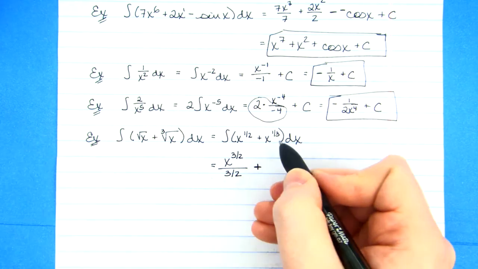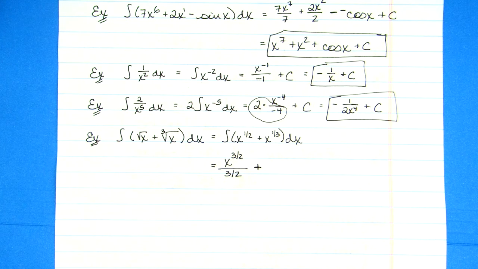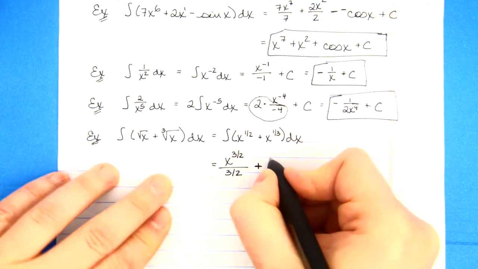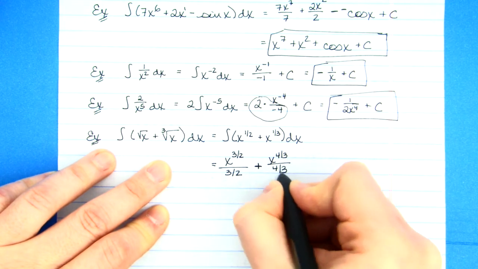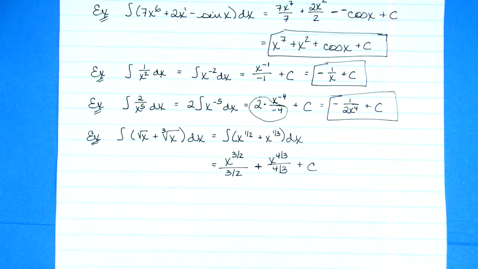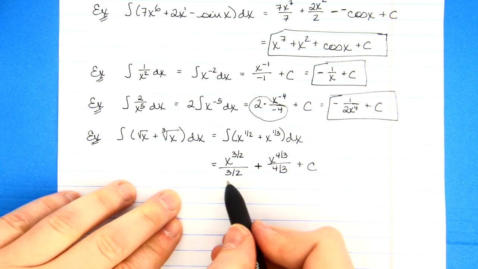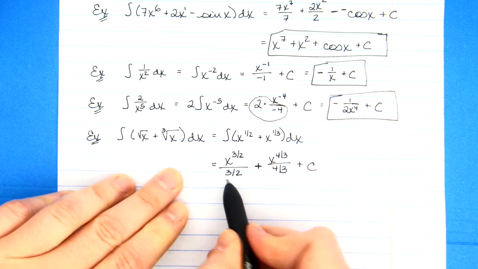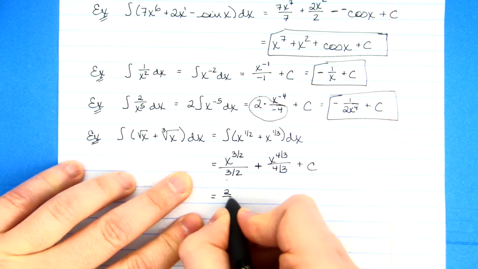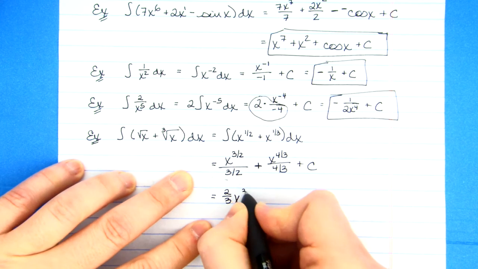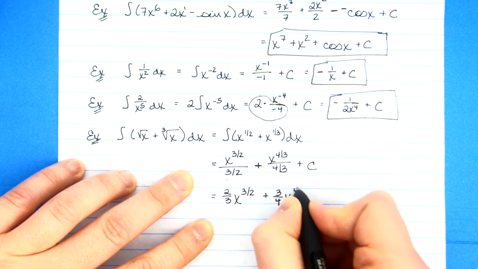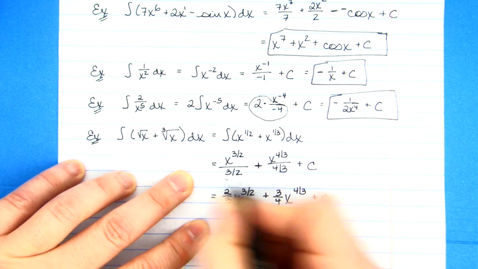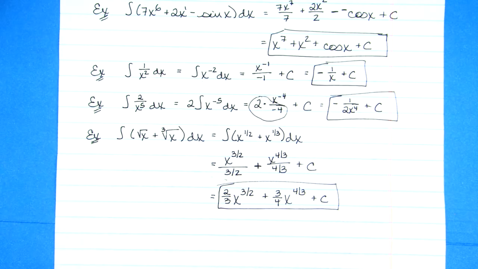See what you can do with x to the 1/3. What's the integral of x to the 1/3? I'm going to add 1 to the power. I'm going to get x to the 4/3. I'll divide by 4/3. And then I'll stick a plus c at the end. Of course, this doesn't look great. We shouldn't have fractions inside fractions. So instead of saying divide by 3/2, how about I turn that into 2/3 times x to the 3/2. And the other one, let's make it 3/4 times x to the 4/3. And don't forget the plus c at the end.